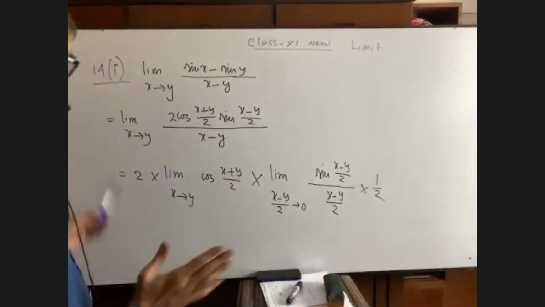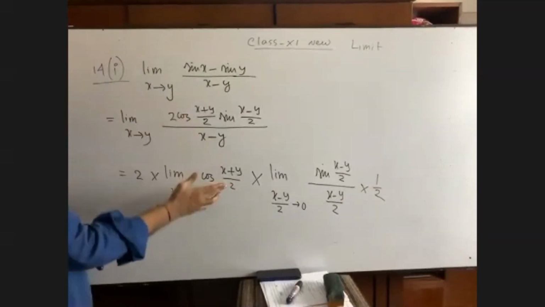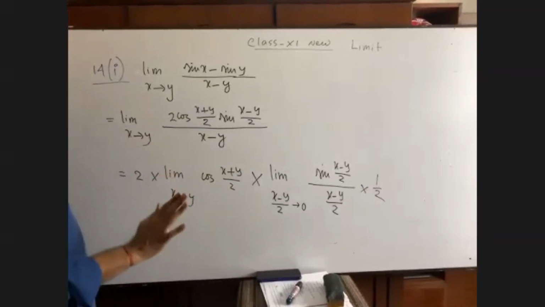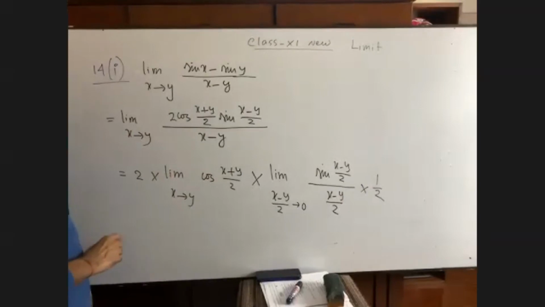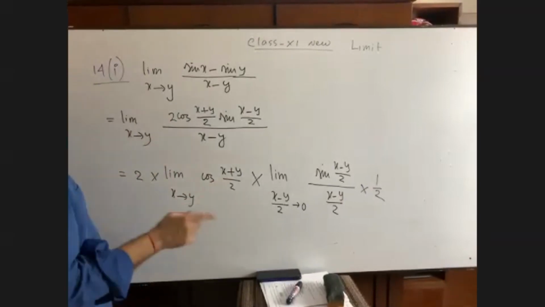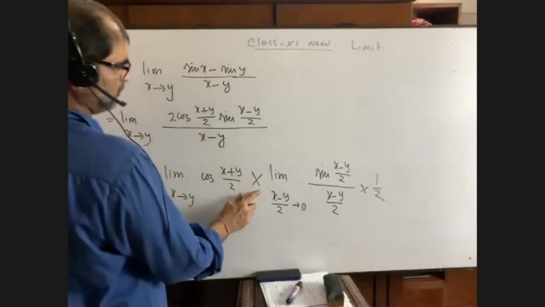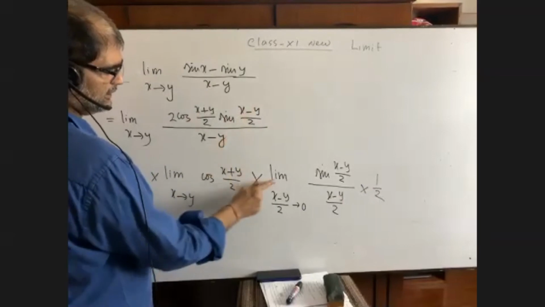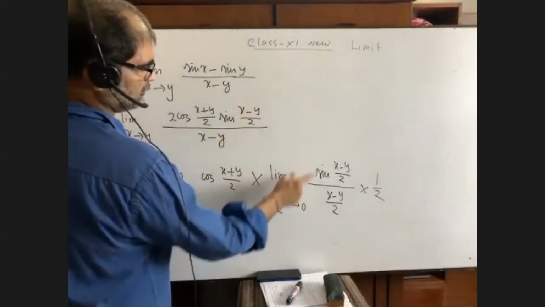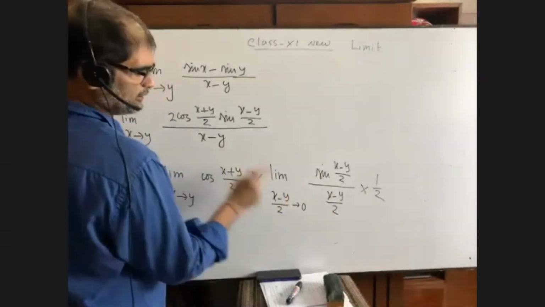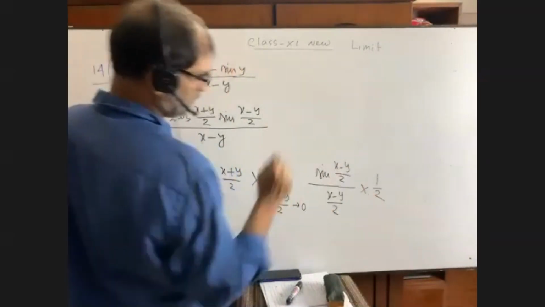You see, we don't have any formula on cosine. This 2 has been taken here. Limit x tends to y. The cosine part has been kept as it is. Now we can put into the formula sin theta by theta. There is no 2 here. It is half. I have taken half.